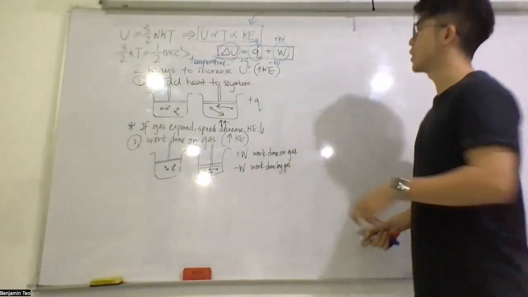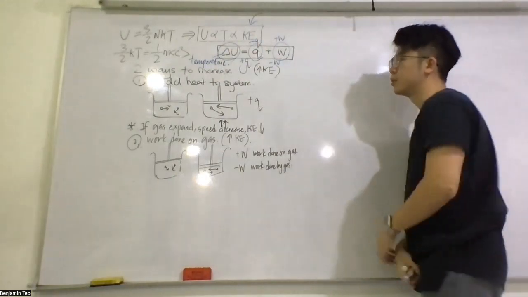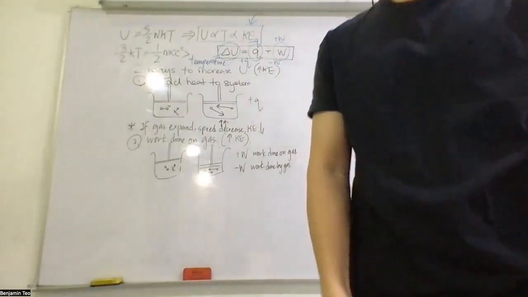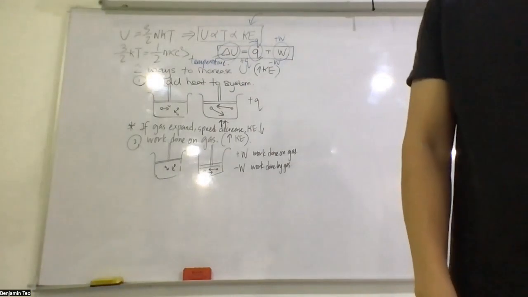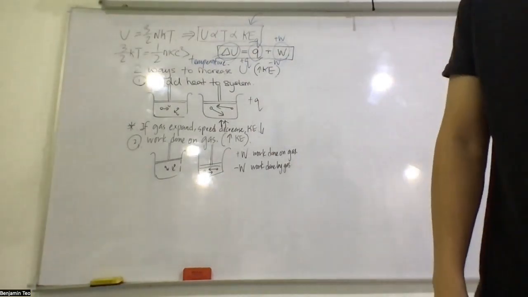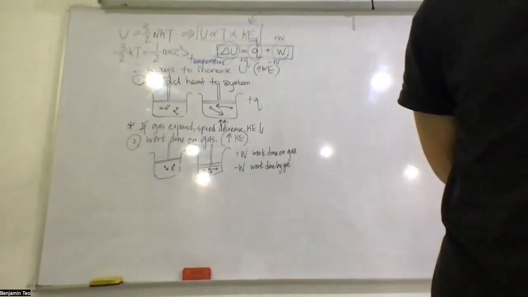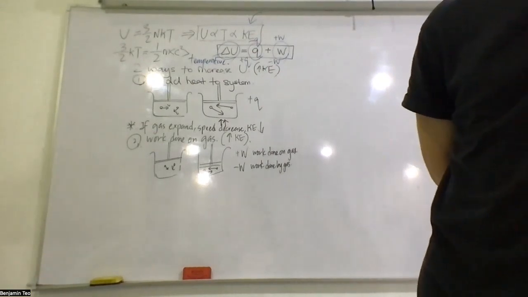If your temperature doesn't change, your delta U will always be 0. So your delta U is linked to temperature. Please remember that.